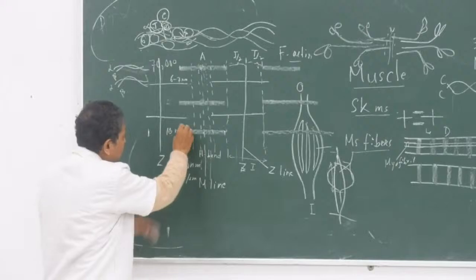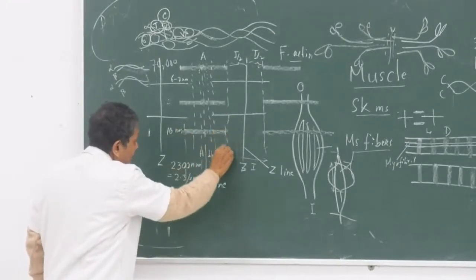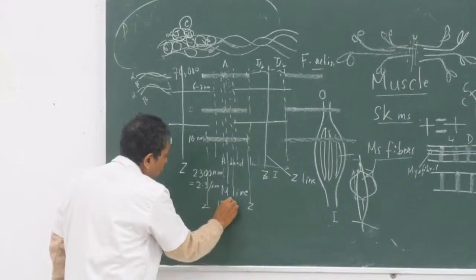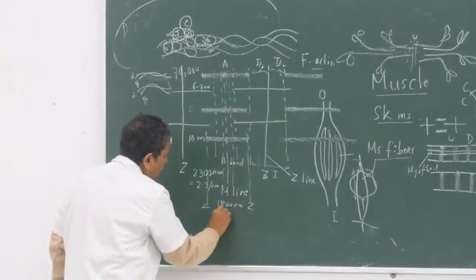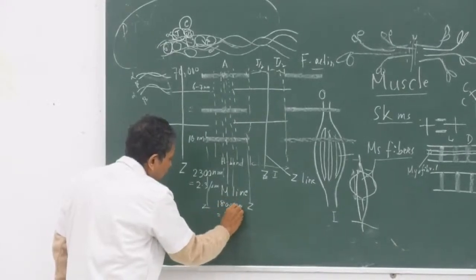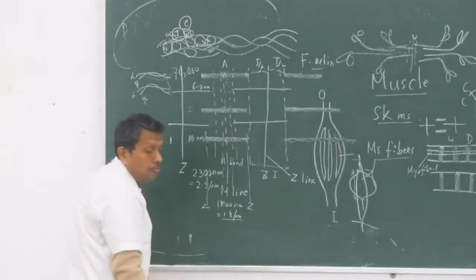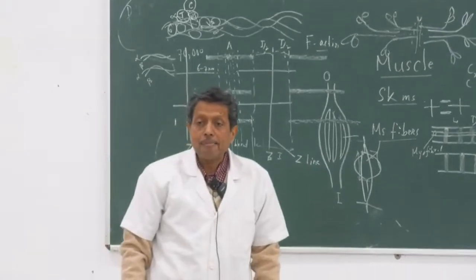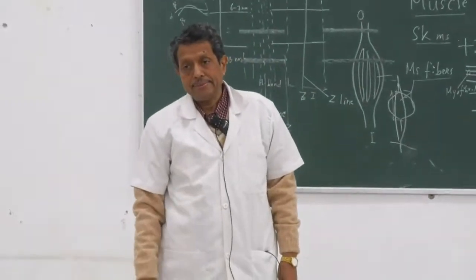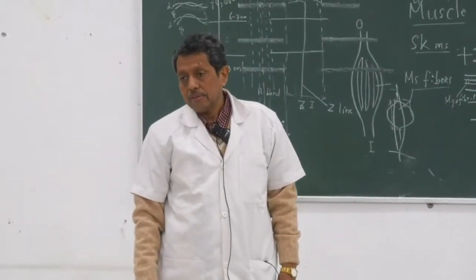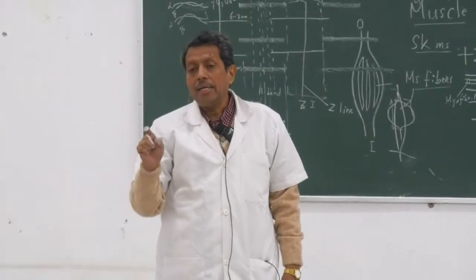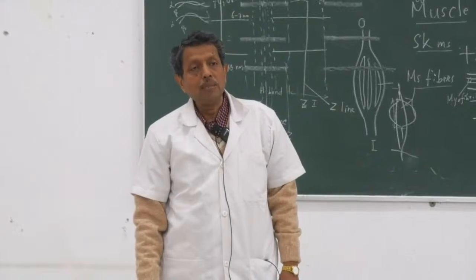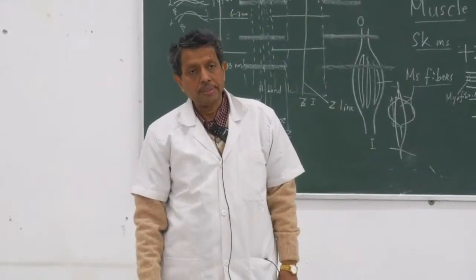And when fully contracted, the A band is overlapping, the Z lines come together, and it becomes 1800 nm or 1.8 μm. And there is no H band and I band. It was very early that they recognized this, and they thought that this is the basic mechanism by which the contraction is coming.